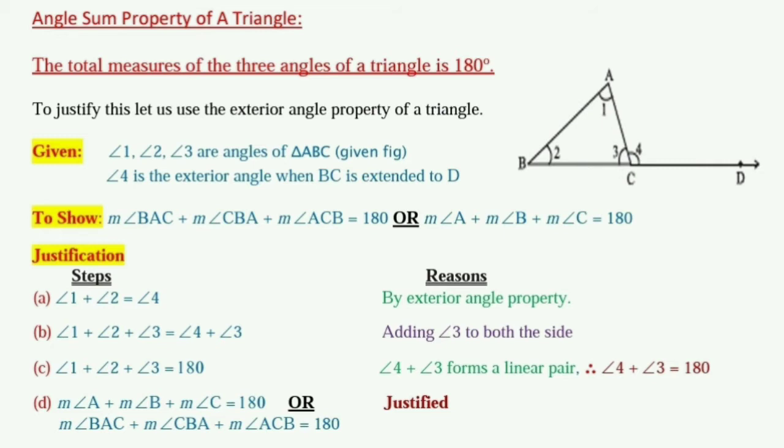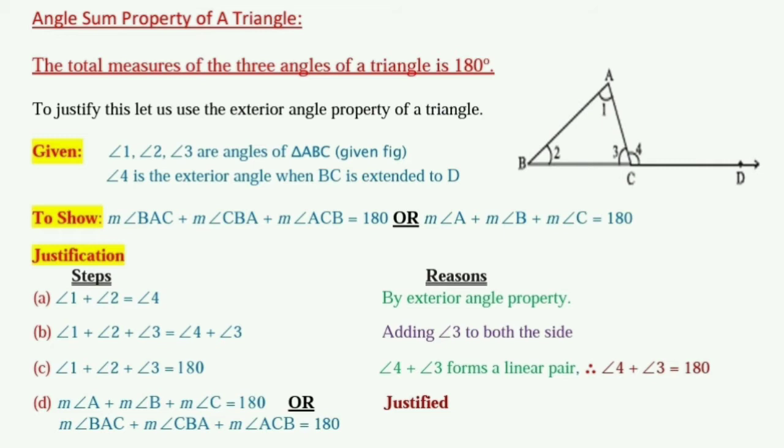Please see the given diagram. Here triangle ABC is given. Angle ACD is the exterior angle of the given triangle at point C. Now given angle 1, angle 2, angle 3 are angles of triangle ABC. Angle 4 is the exterior angle when BC is extended to D.